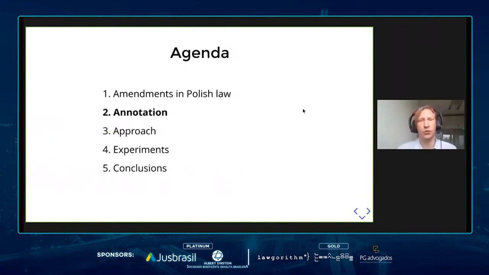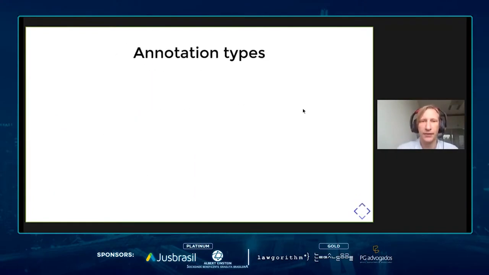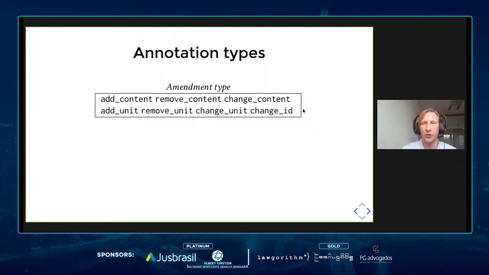So let's now move to the annotation procedure. And let's start with the annotation types. So we have identified three groups of spans. The first group is amendment type. We have content addition, content removal, content change, as well as unit addition, unit removal, and unit change. The difference here is that in the first case, the content inside the provision is changed. In the other three types of amendments, the full unit is changed in some way.